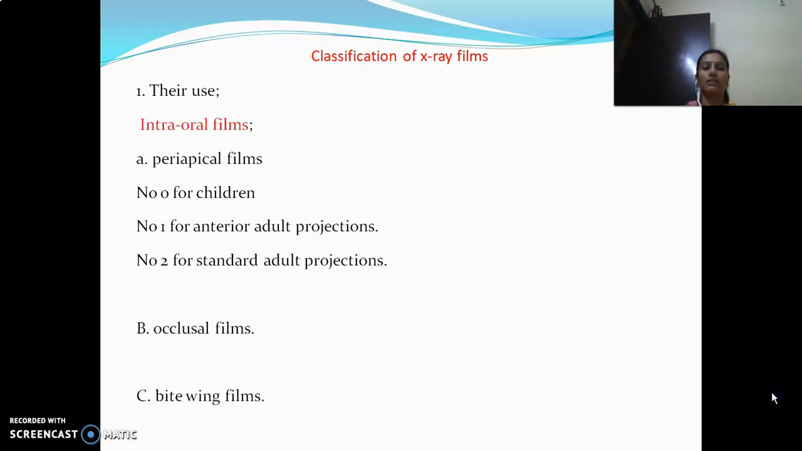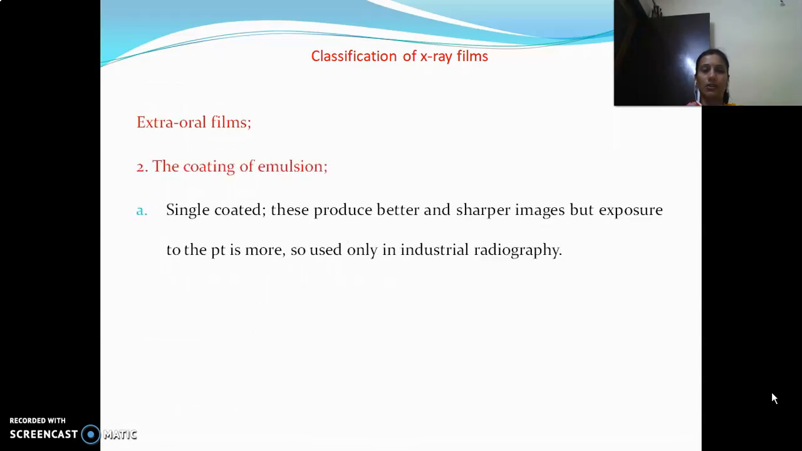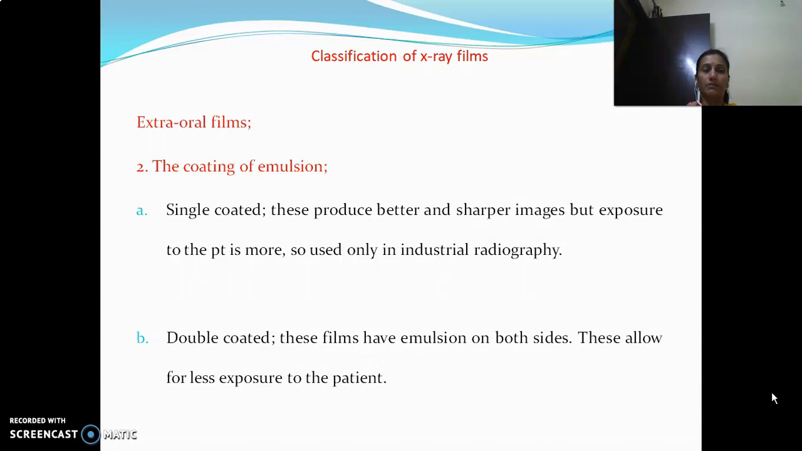Coming to the classification of the X-ray film, based on their use, they are classified into intraoral films and extraoral films. Intraoral films are those films that are used inside the oral cavity. They are again classified into periapical films, occlusal films and bite wing films. As the name suggests, extraoral films are placed outside the oral cavity.